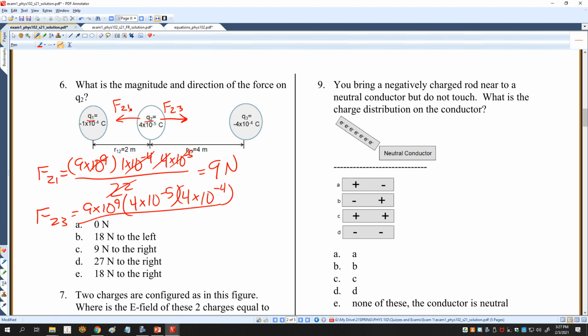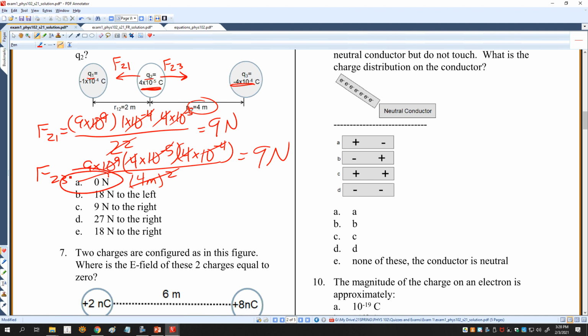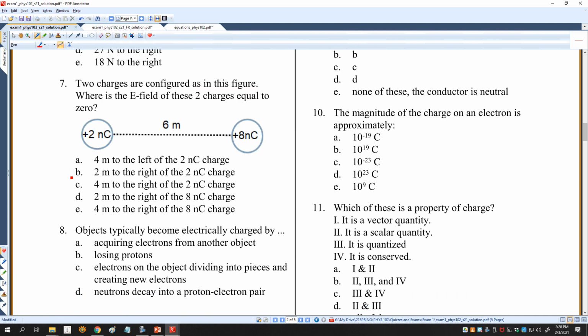I've already considered the signs when I was drawing the vectors, and the 4 times 10 to the minus 5 comes from here, 4 times 10 to the minus 4 comes from there, and then my distance is 4 meters, and that's squared. So 4, 4, and 4, that cancels out. This cancels with that, and that leaves me with 9 newtons. So I have 9 newtons to the left, 9 newtons to the right. That gives me a net force of 0.